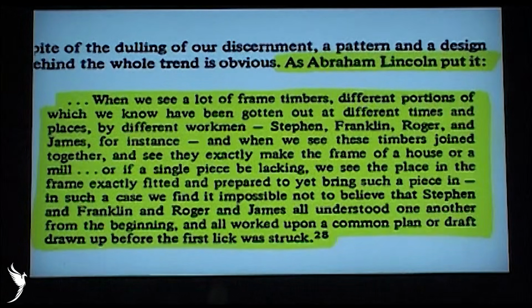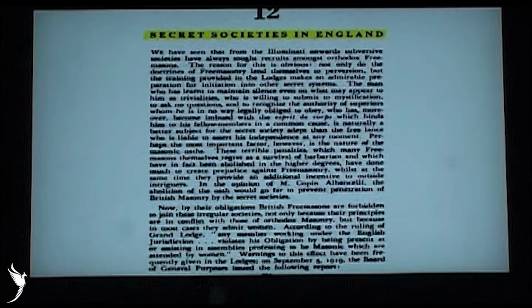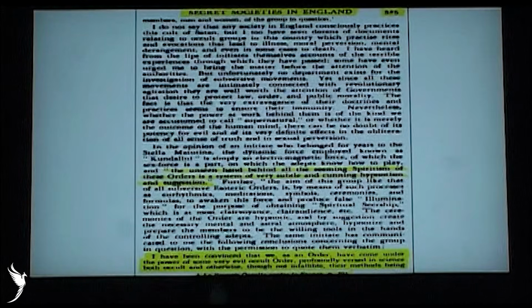And he understood that. Now, in the book Secret Societies and Subversive Movements by Nesta Webster, she was the lady that was quoted in the California State document, if you remember. Her first book was called World Revolution. This is the second book, called Secret Societies and Subversive Movements. In the 12th chapter, The Secret Societies in England, there is an article, a piece in this 12th chapter. It was very interesting.